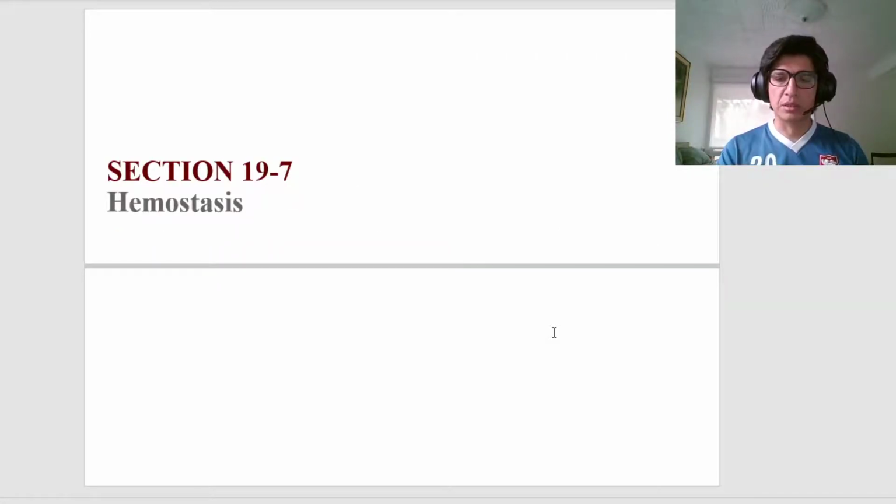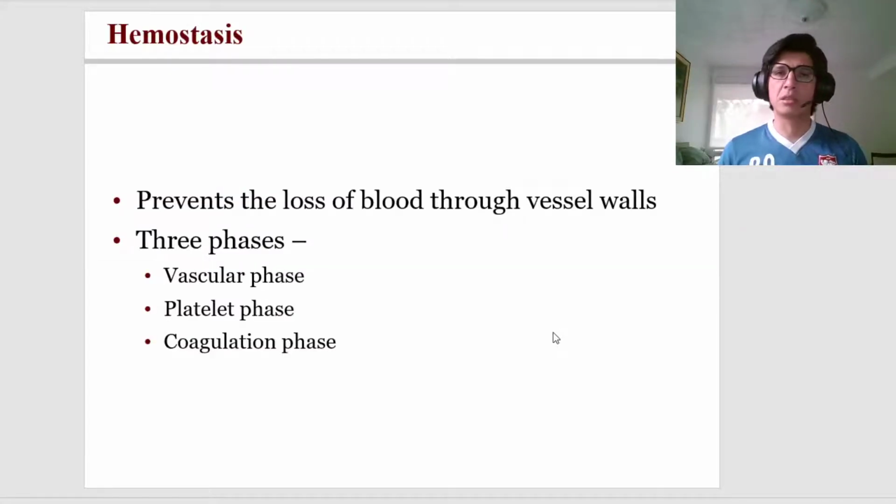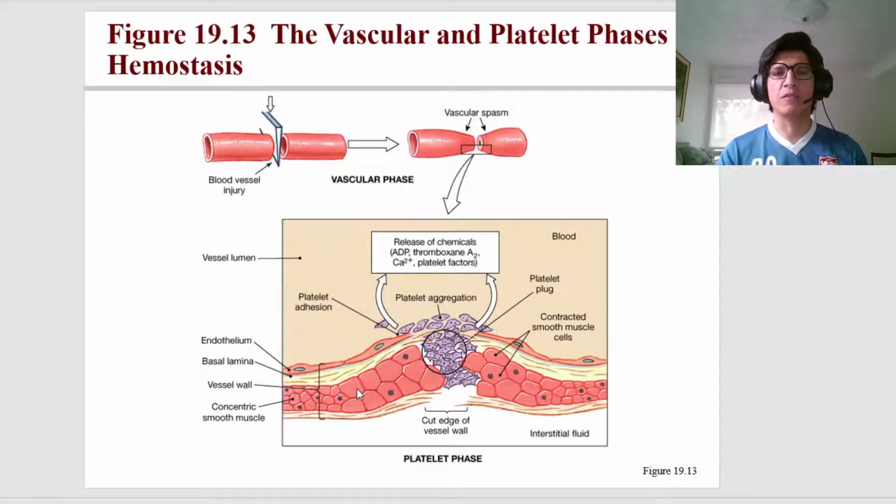This process is known as hemostasis. The whole process is known as hemostasis, homeostasis of your blood vessels. What breaks homeostasis of a blood vessel is a rupture within the blood vessel. This process tries to contain that. So we have 3 phases: a vascular phase, a platelet phase, and a coagulation phase.